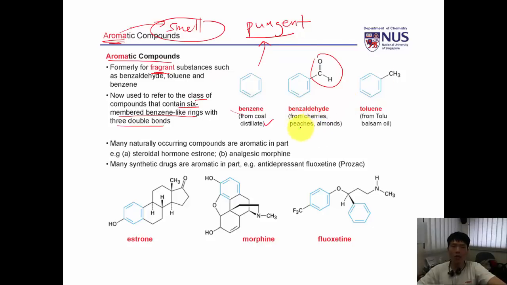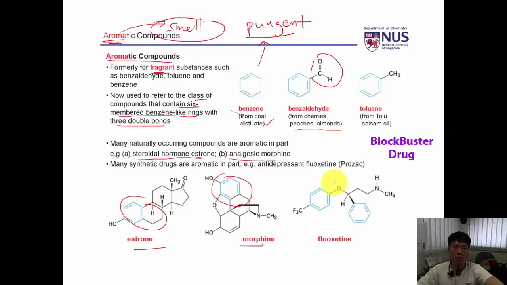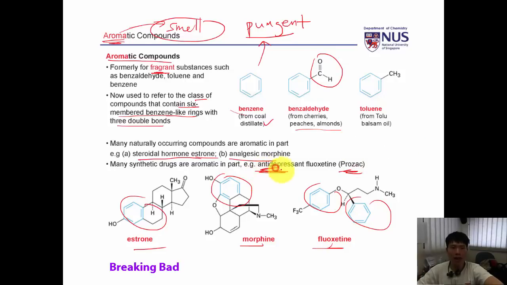Preservatives, or you can get it from cherries, peaches, almonds. Toluene is a very oily solvent. You can find this in some of the petroleum that we pump into the cars. You can extract it from tolu balsam oil. So aromatic compounds exist naturally in many places. Steroid hormone, the estrone, analgesic morphine, right? See, those in blue, they are all aromatic. And fluoxetine, some drugs here, we call it Prozac. It was a huge blockbuster drug, an antidepressant.